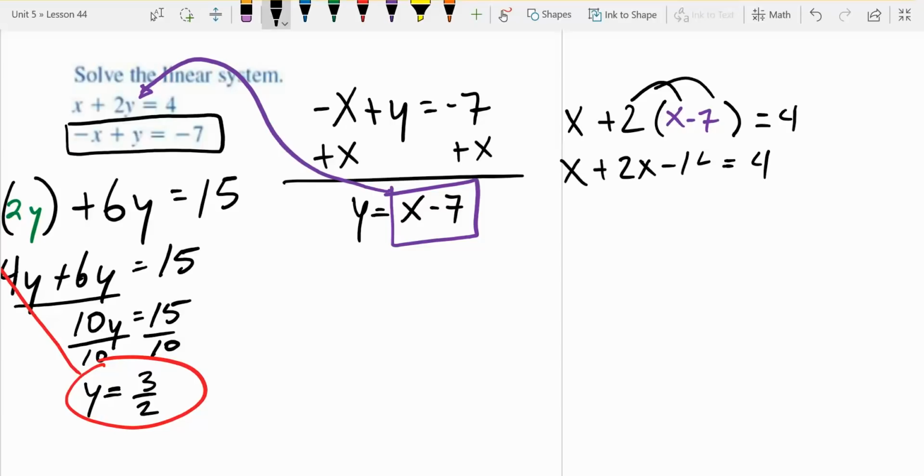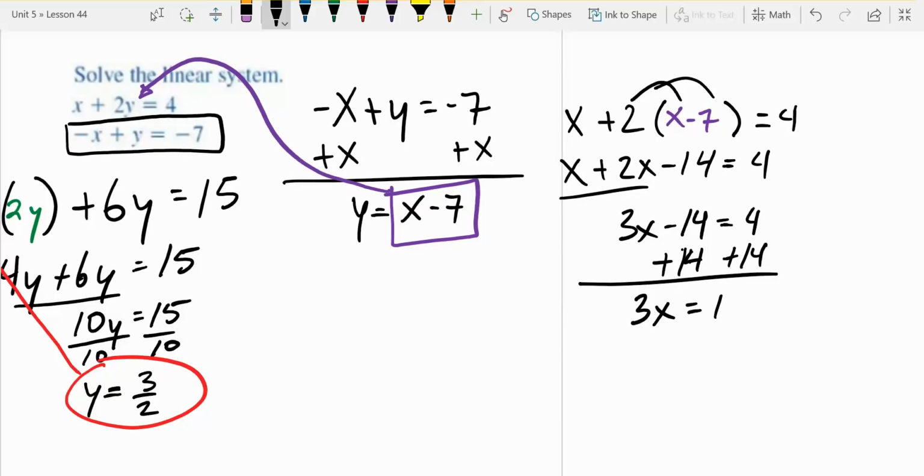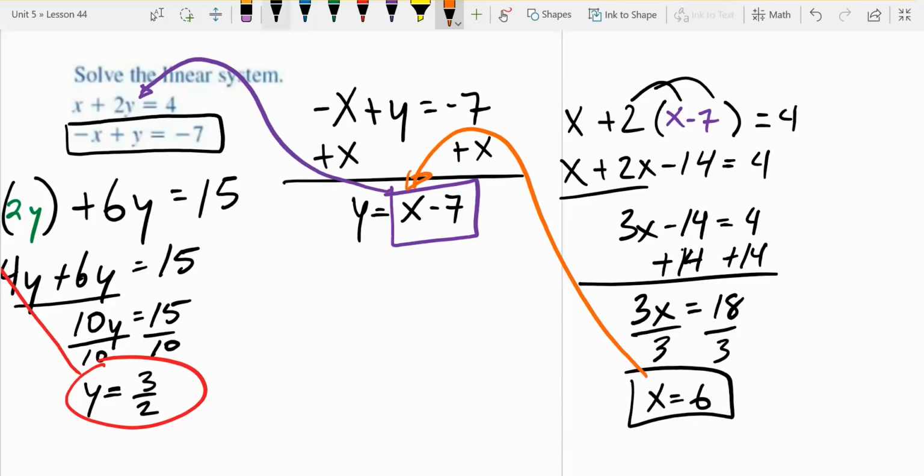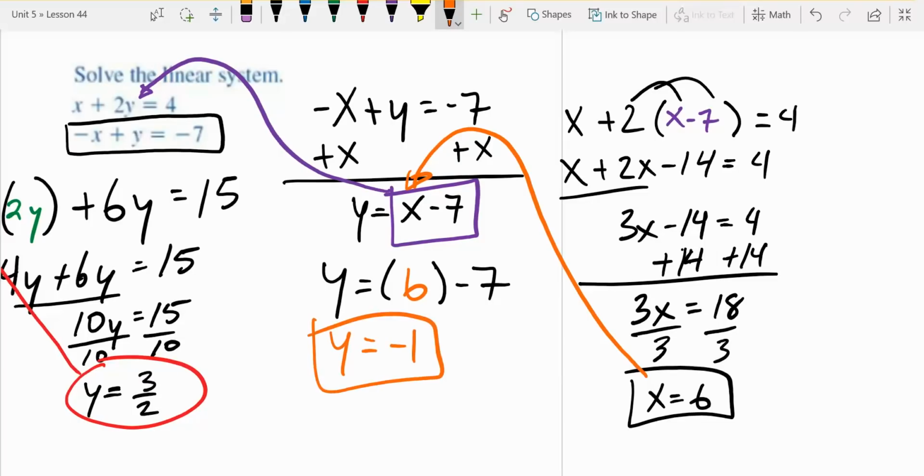Distribute the 2: x plus 2x minus 14 equals 4. So we'll combine like terms and get 3x minus 14 equals 4. We'll add 14 to both sides, and 3x equals 18. Divide by 3, and x equals 6. Substitute this in for x, and we get y equals x minus 7, and we're substituting in a 6, and y equals negative 1. So that's the point 6, negative 1.